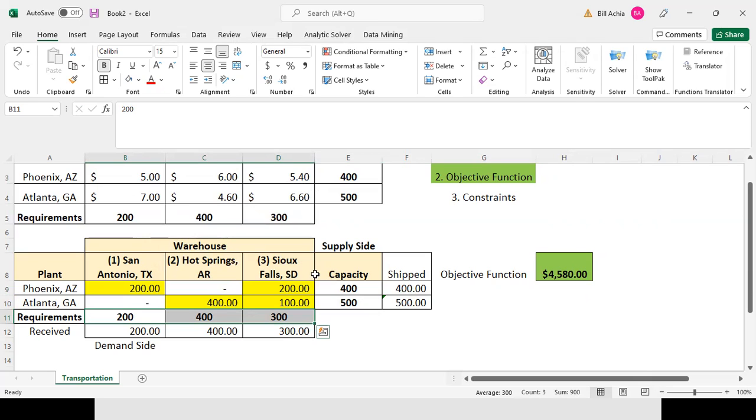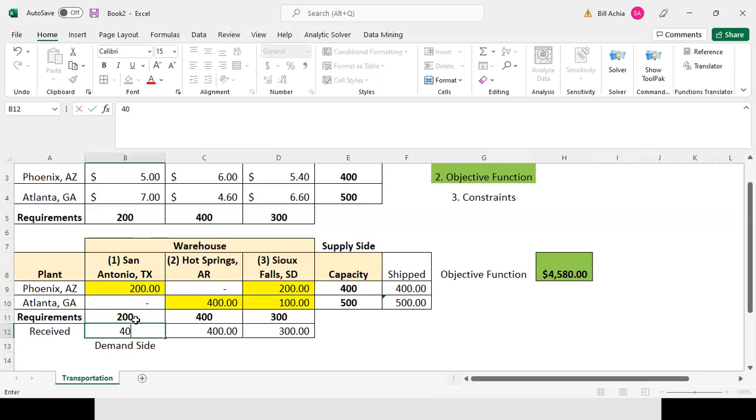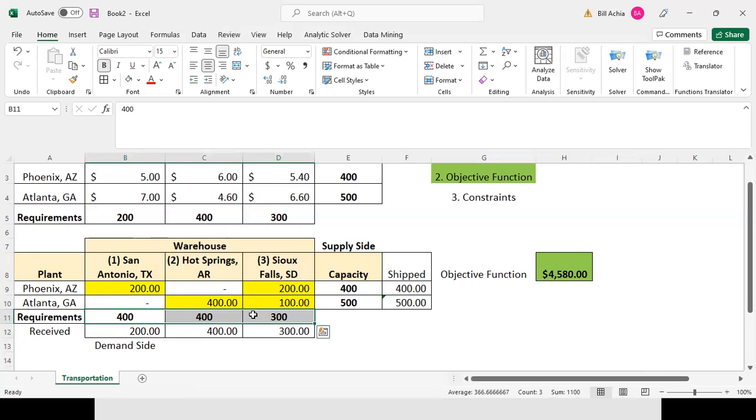Okay, so that's how you'd put together your transportation related problem. Now, I mentioned that sometimes there might be a difference between the capacity here and the requirements here. If you had a question where the demand here, say the requirements here was 400, let me get my formula back in. Now the total requirement for these three warehouses will end up being 1100, but we only have 900 units to ship. So we have an imbalance here.